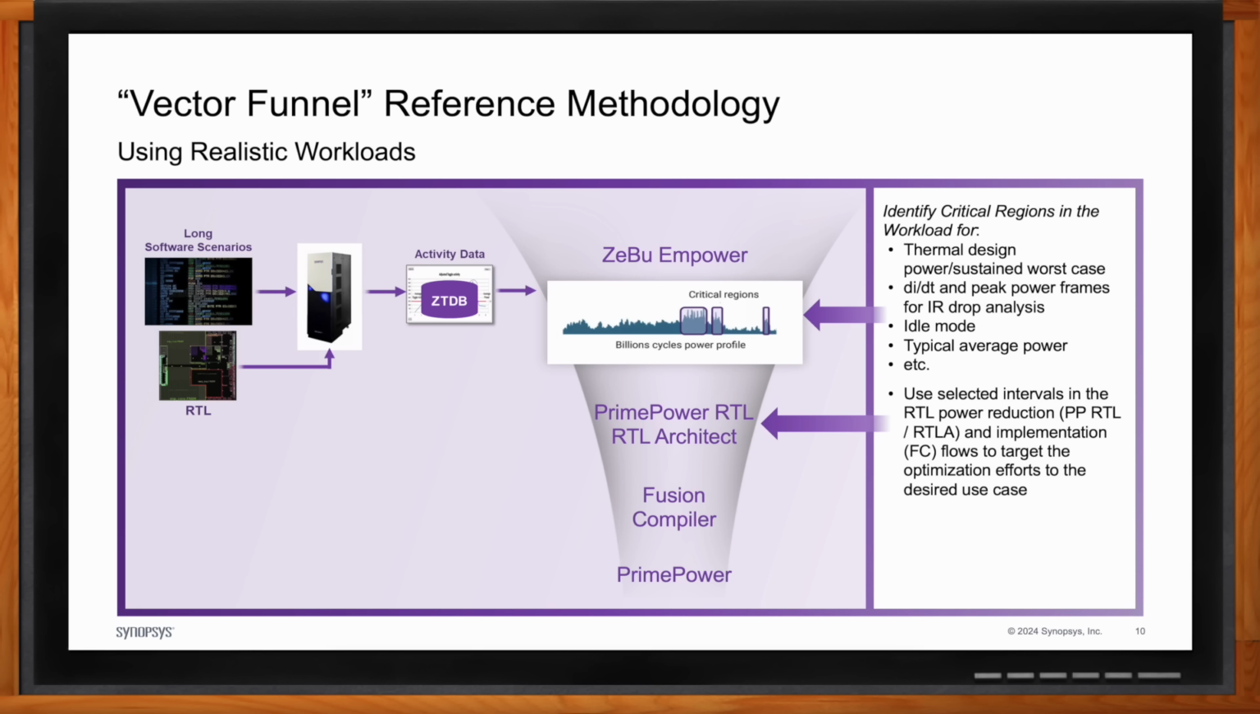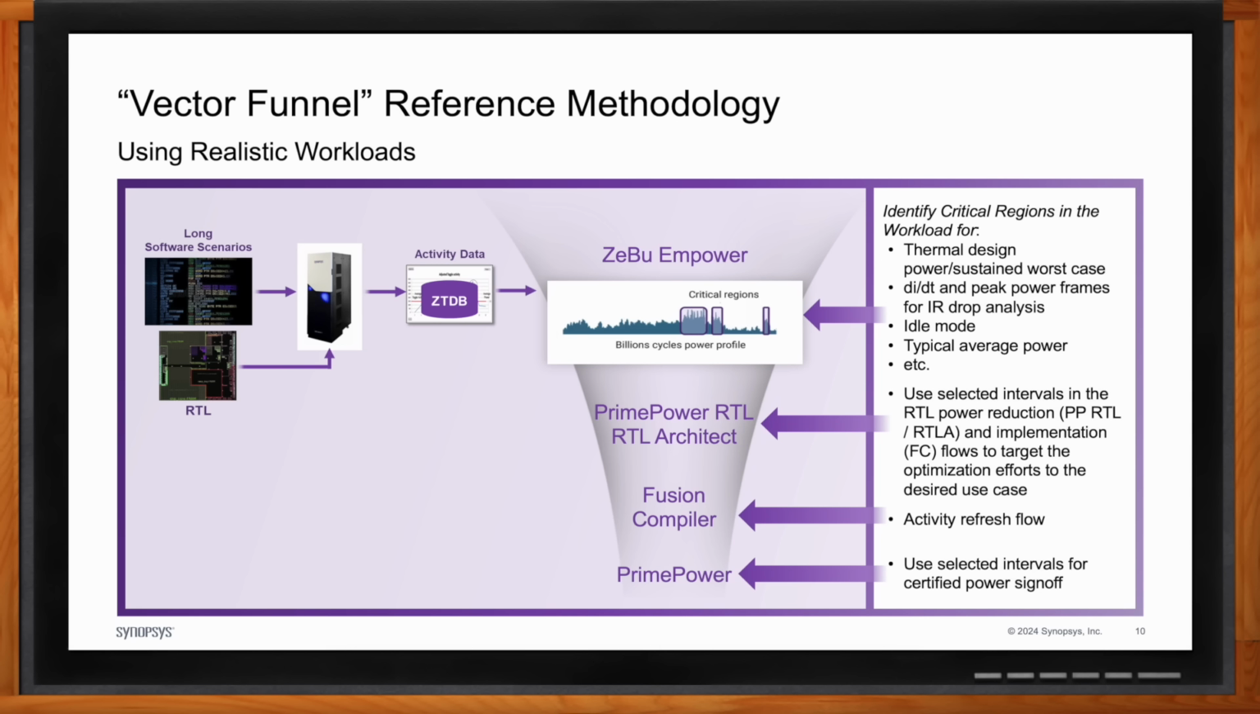With Fusion Compiler, again, this would be a full optimization in the power, performance, area context. And we have this notion of an activity refresh flow with Fusion Compiler and PrimePower that will give you some additional benefits. And then with PrimePower as the certified power sign-off tool, it is highly accurate, but it is not really targeted to analyze billions of clock cycles.